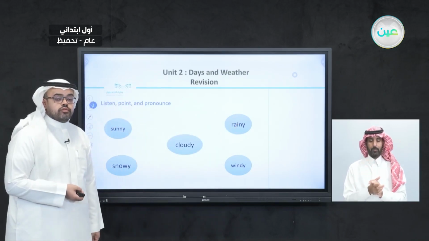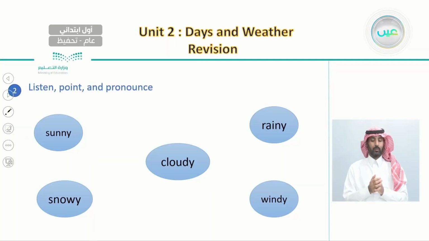Now, we will leave us with the last one, which is snowy. Snowy. It's snowy today. Now, where is snowy? Of course, there it is. It is the last one. This is snowy. Now, could you say it after me? Snowy. Excellent. So here we have sunny, we have snowy, we have cloudy, we have rainy, and windy.